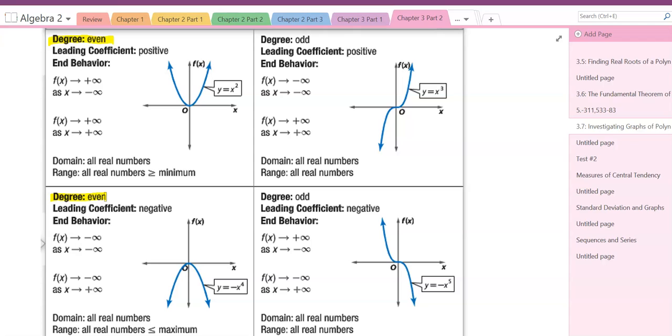If the leading coefficient is positive, so that means if that first term has a positive number sitting in front of it, okay, then your graph is going to look like this. This is the end behavior of that graph.